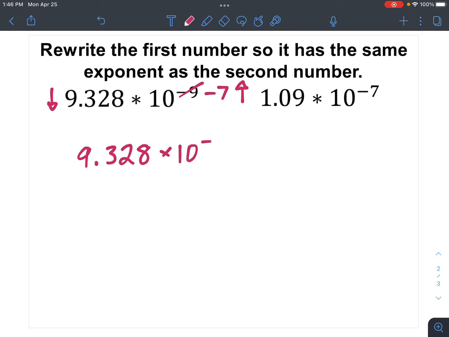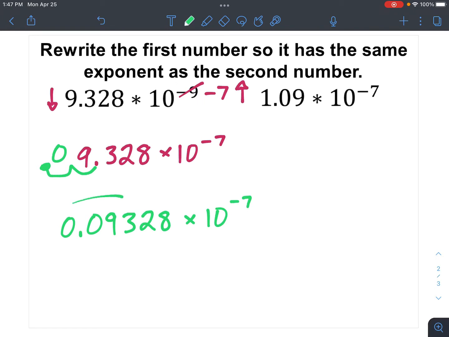So if we're trying to figure out how to change this number so that it becomes to the -7 power, we're going to have to make our number decrease. Our decimal point has to go to the left 2 spots. That's going to give us a 0 there. And so our answer is going to be 0.09328 times 10 to the -7th power. As you can see, now our exponents match. We will be able to add or subtract these numbers together now.